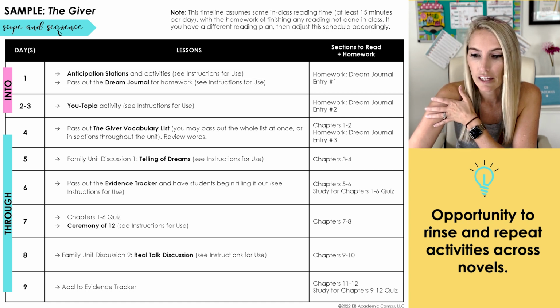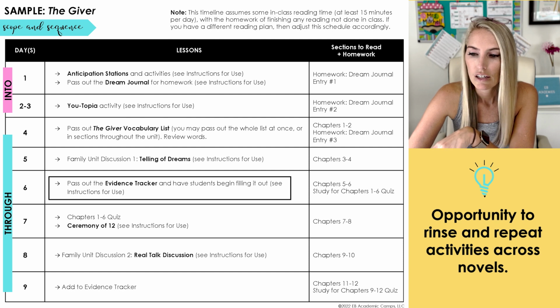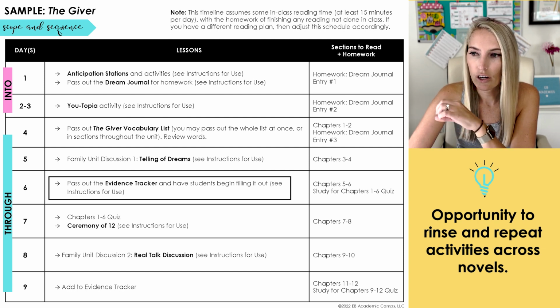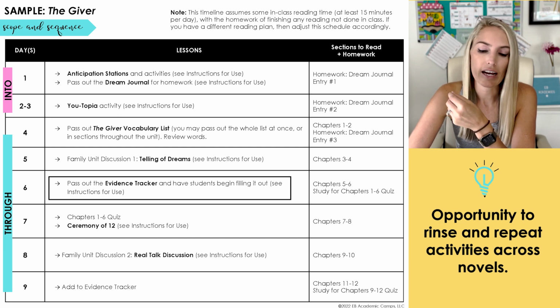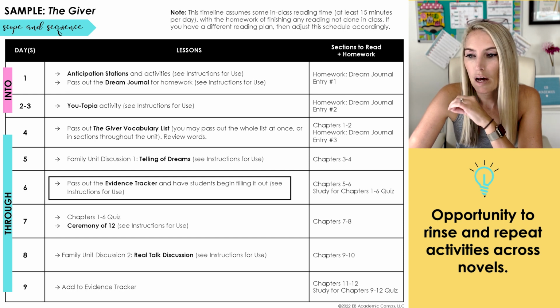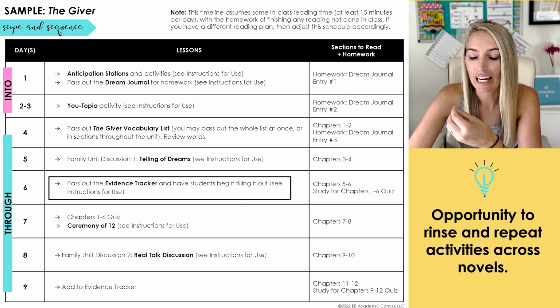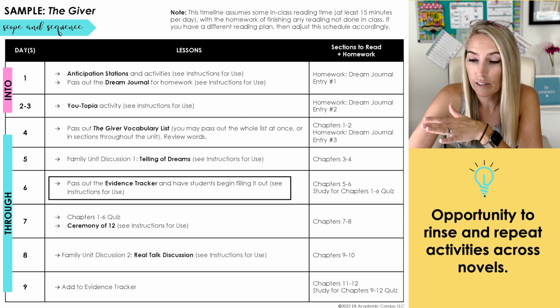Same thing, the other thing that I like to use often is an evidence tracker with any text that I'm using. So this is where you'll give students their essential question at the beginning of the reading together. And as they are reading the text, they'll be filling it out, searching for evidence, making a claim, finding premises or creating premises that support their position, etc. And that's really helpful to have on hand throughout the time that you are reading any novel. So that's a great rinse and repeat activity to use over and over and over again.